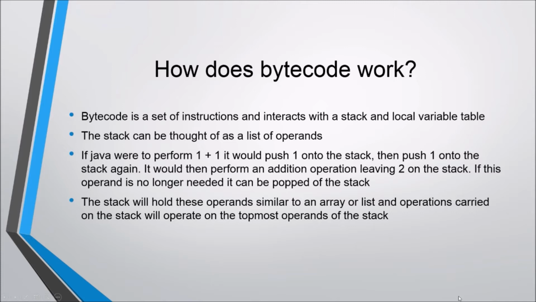So how does bytecode work? Bytecode is a set of instructions, and it interacts with a stack and a local variable table. The stack can be thought of as a list of operands. If Java were to perform 1 plus 1, it would push 1 onto the stack, then push 1 onto the stack again, and then it would perform an addition operation, leaving 2 on the stack. If this operand is no longer needed, it can be popped off the stack, and the stack will hold these operands similar to an array list, and operations carried out on the stack will operate on the topmost operands of it.